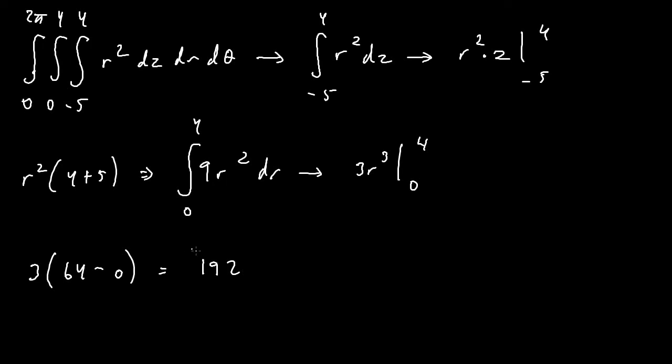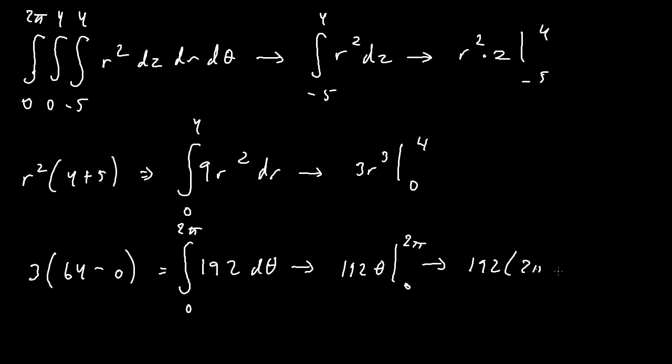Now let's go ahead and evaluate the outside integral from 0 to 2 pi, this time with respect to theta. The integral of 192 is 192 theta. If we evaluate from 0 to 2 pi, we'll basically get 192 times 2 pi minus 0, or 192 times 2 pi, which will give us 384 pi as the final answer.